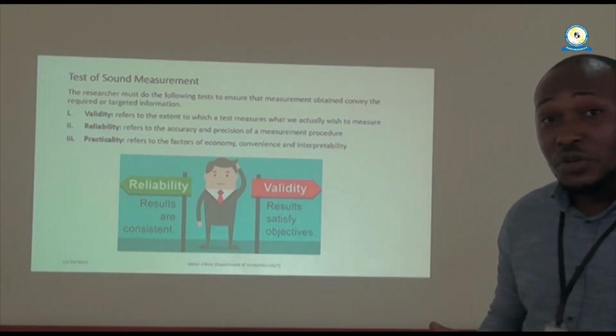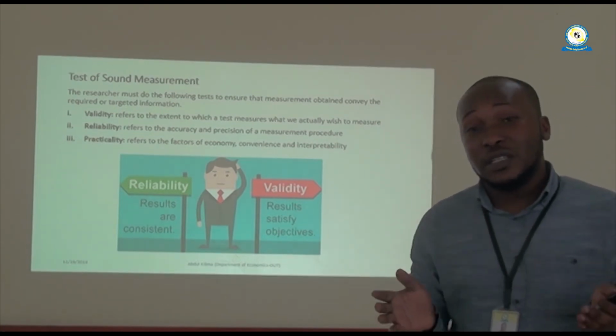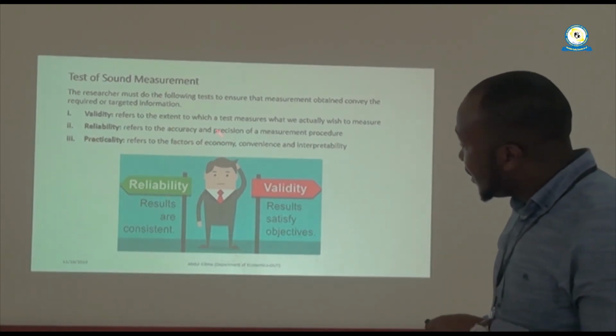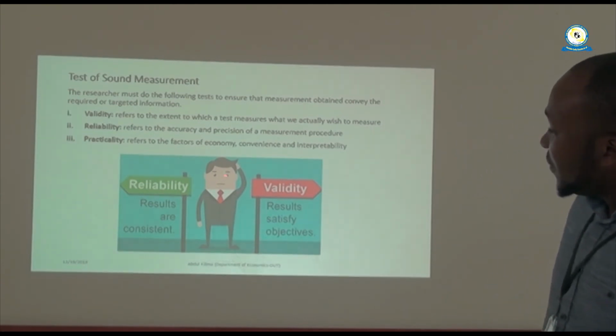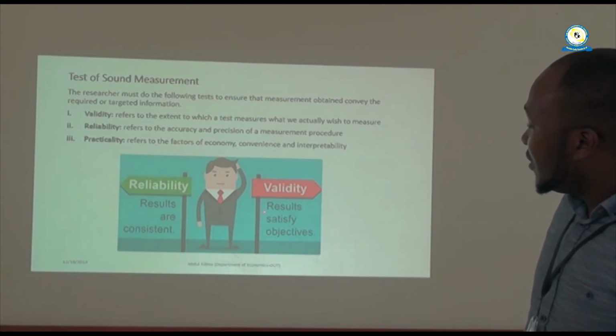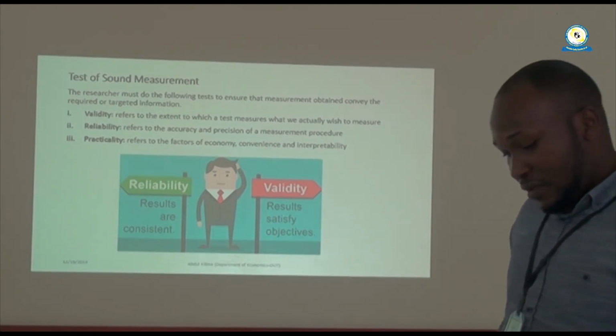So in order to know if what has been measured is really what it was intended to be measured, we do the following tests. You can see this one here. Reliability and validity. Results are consistent, results satisfy the objectives.